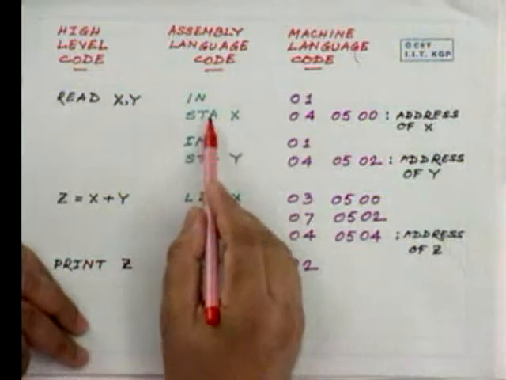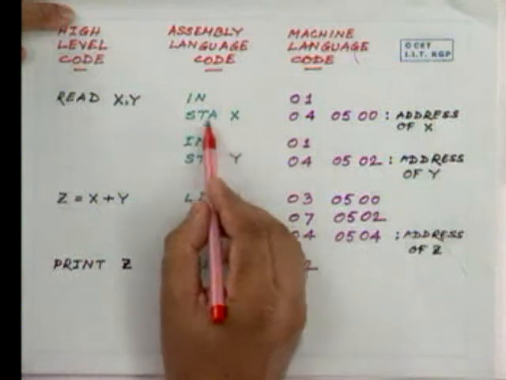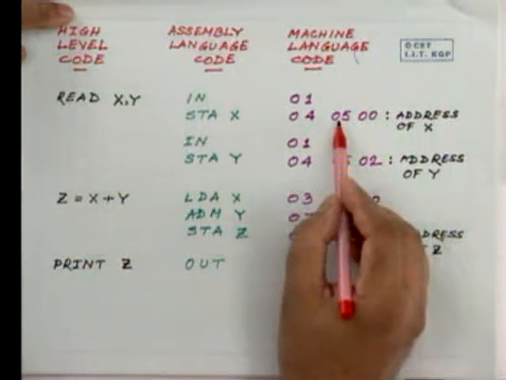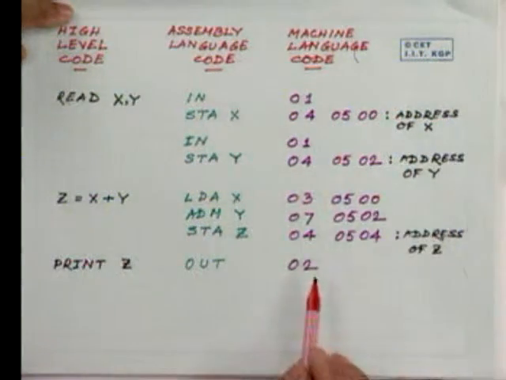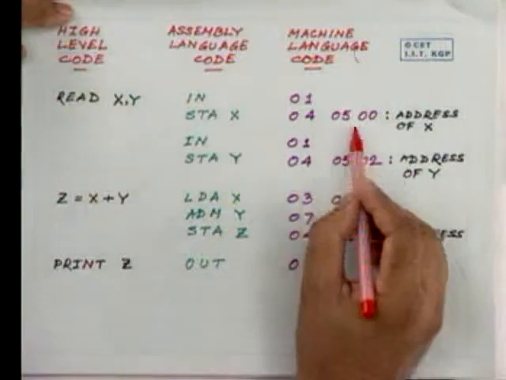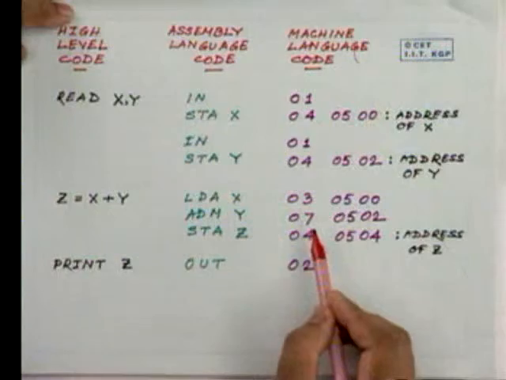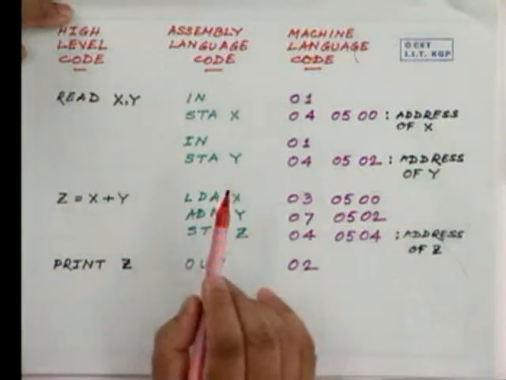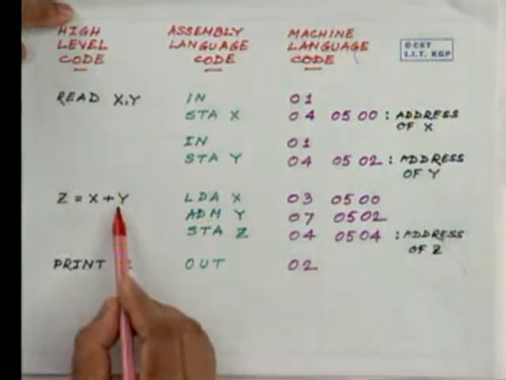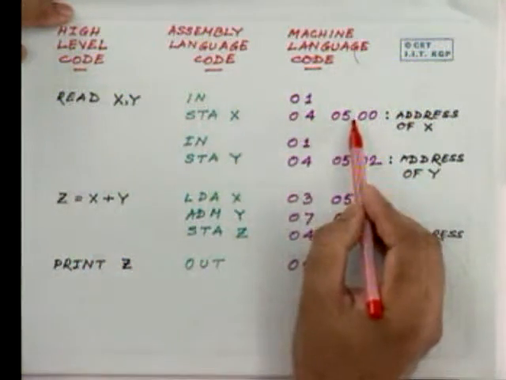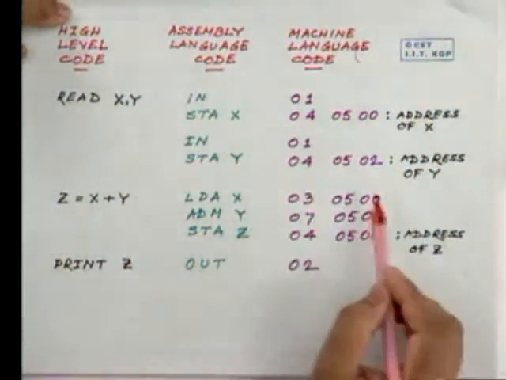Now, similarly, for store accumulator, the instruction is 04, and the address of x has to be specified in that, and therefore the address of x we have specified to be 0500. That's also in hexadecimal. We have given all of them in hexadecimal notation. Now, this is the address of x. You see that essentially a high level language statement like this is ultimately converted into machine language form, in terms of zeros and ones, and it is executed.